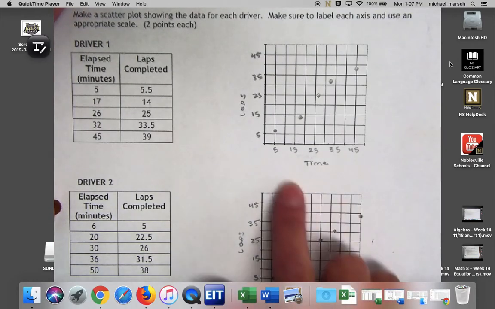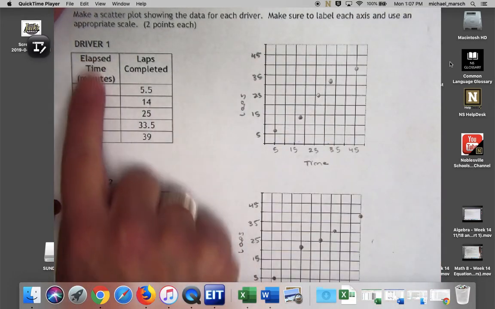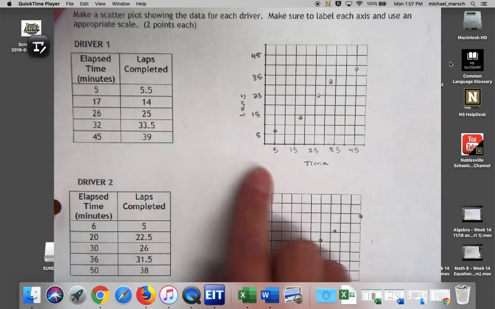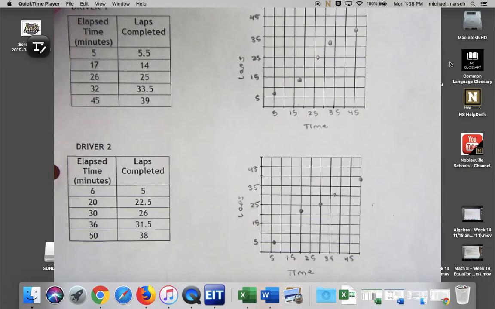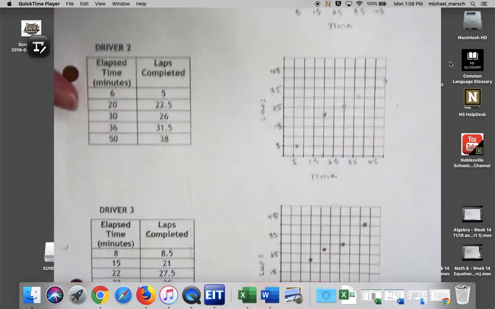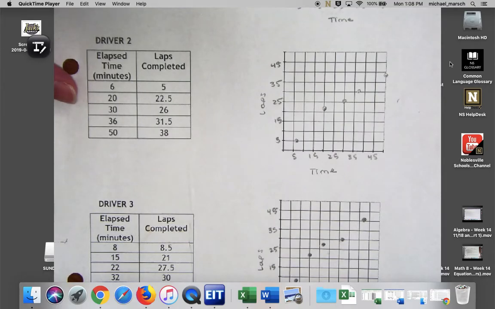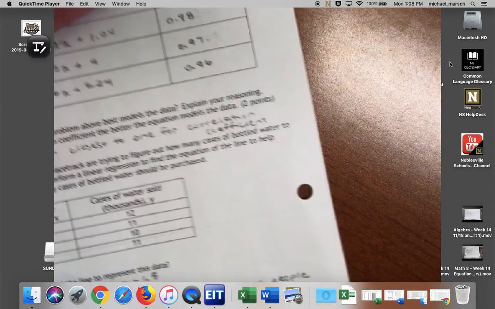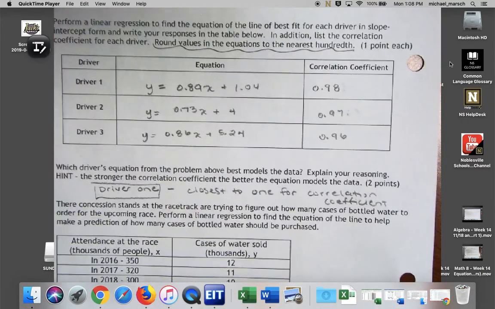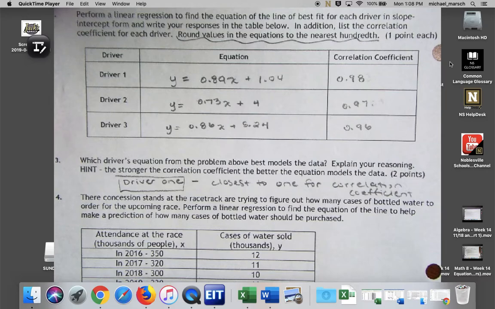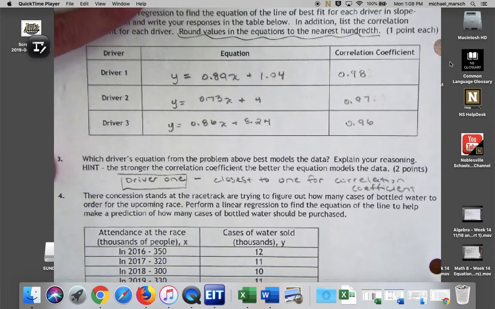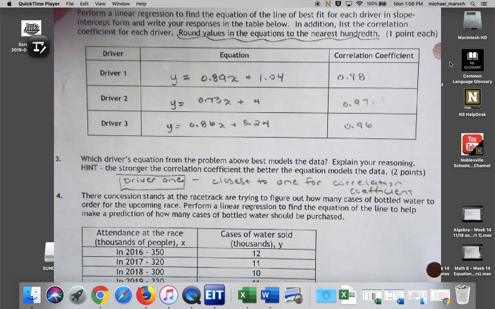Okay, so I did time and laps, right, because the first column is going to be your x values, the second column is going to be your y, and I was able to use the same increments. So I just plotted the points, so that's how the front should look. And then I took this information for each driver, and I did the linear regression on the app, which is exactly what you guys will do. Okay, so check your answers for the linear regression. This is a 4 here. And it said to the nearest hundredth, so you want to take that into account.